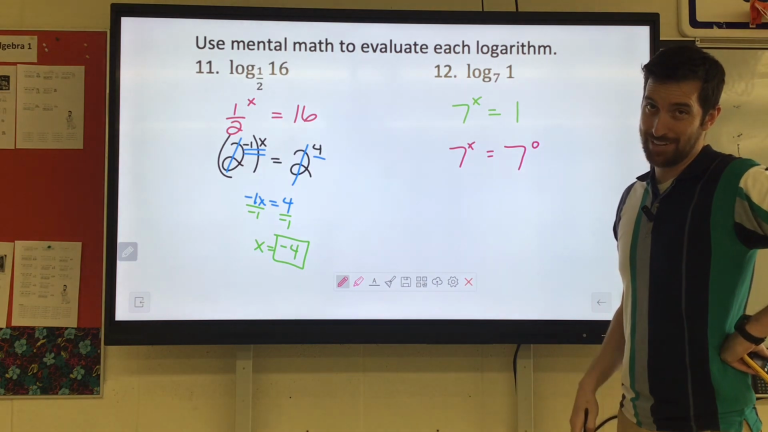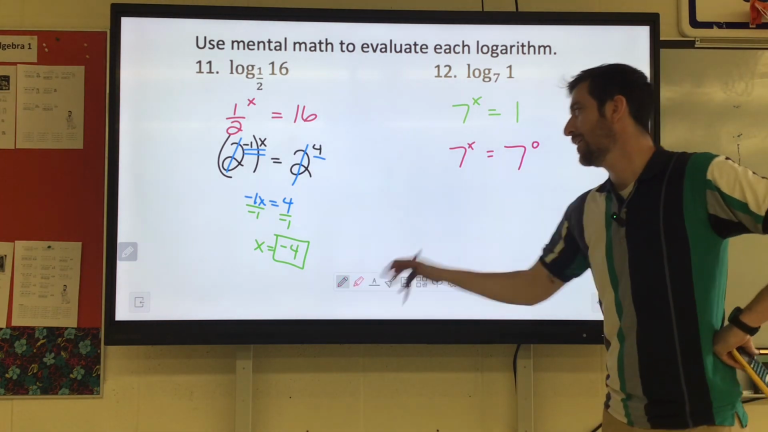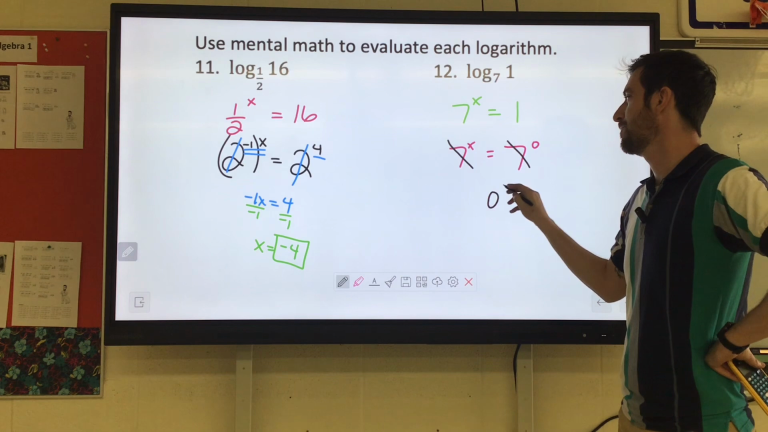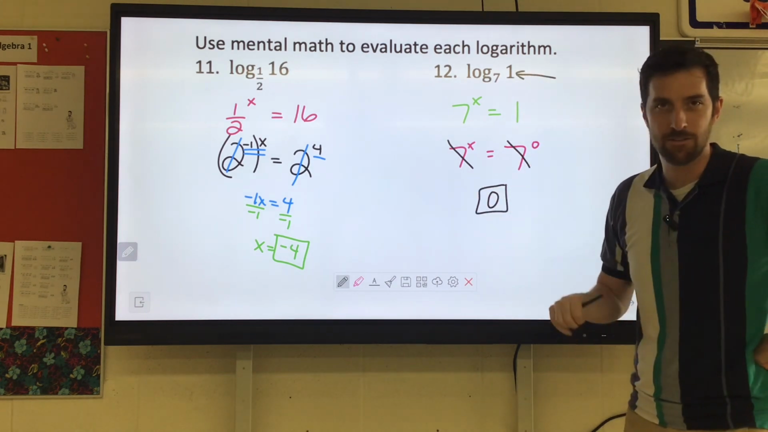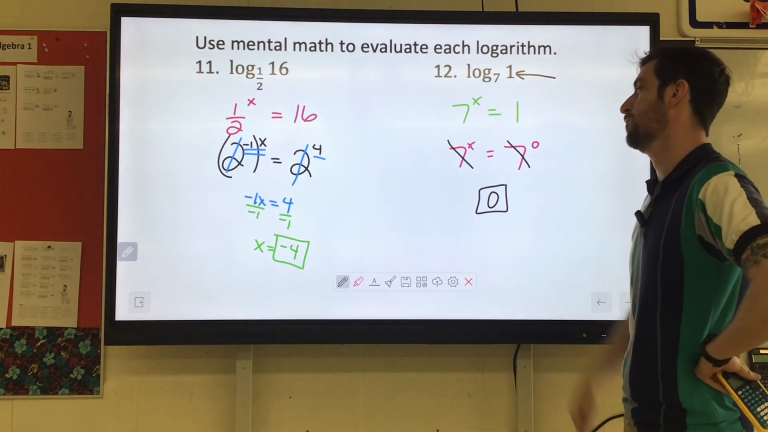I remember that. Anything to the 0 power equals 1. So it's just 0. Anytime you have a 1 in the big spot, it just comes out to 0 because anything to the 0 power equals 1.